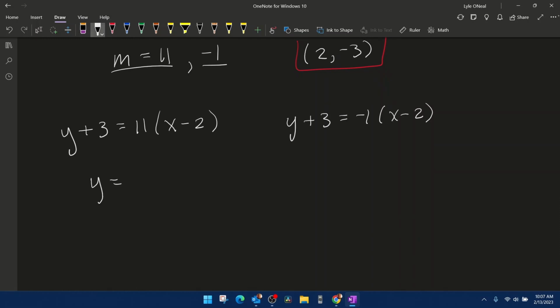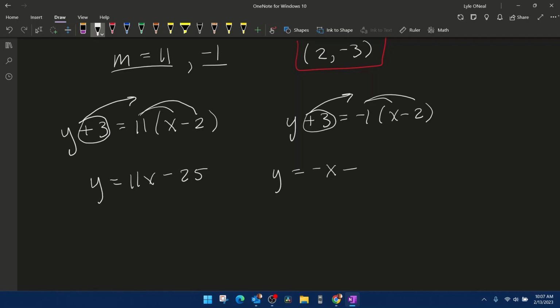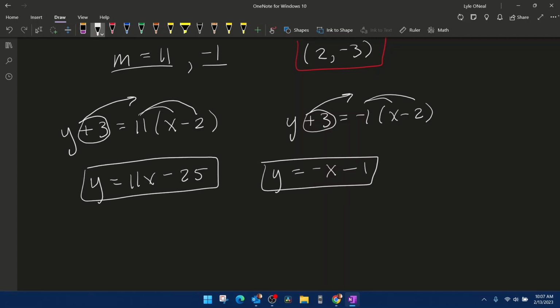Simplifying, we're going to have y equals 11x minus 22 minus 3, so 11x minus 25, and y equals -x plus 2 minus 3, so -x minus 1. These are the equations that will be tangent to our original curve, which was y equals x squared plus x, and passing through this point we were given.